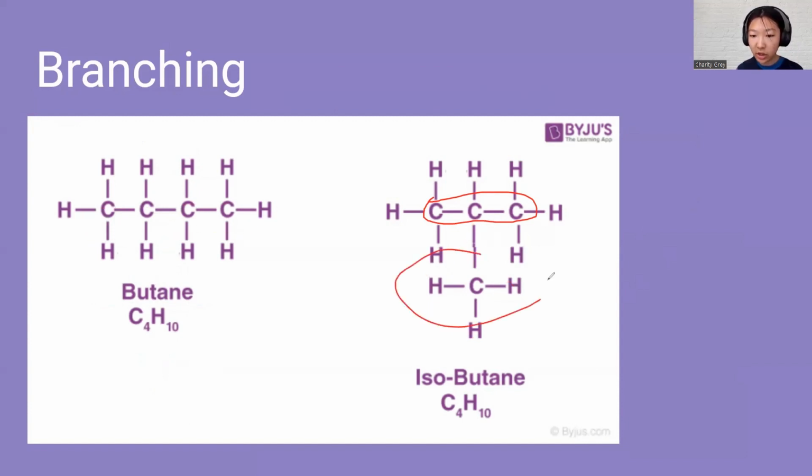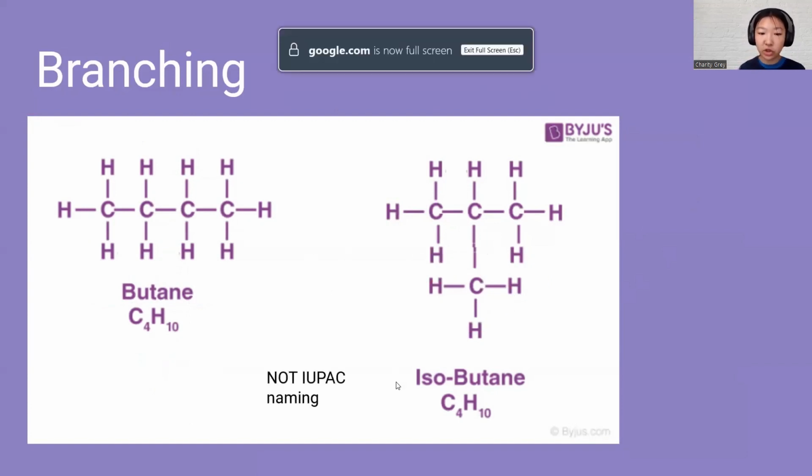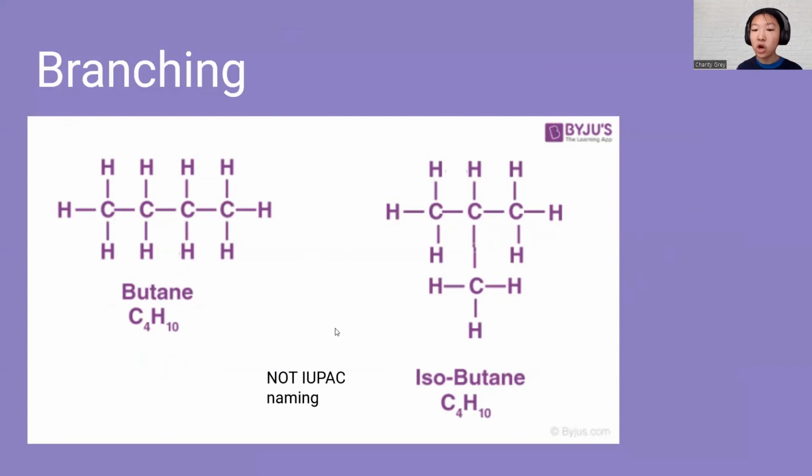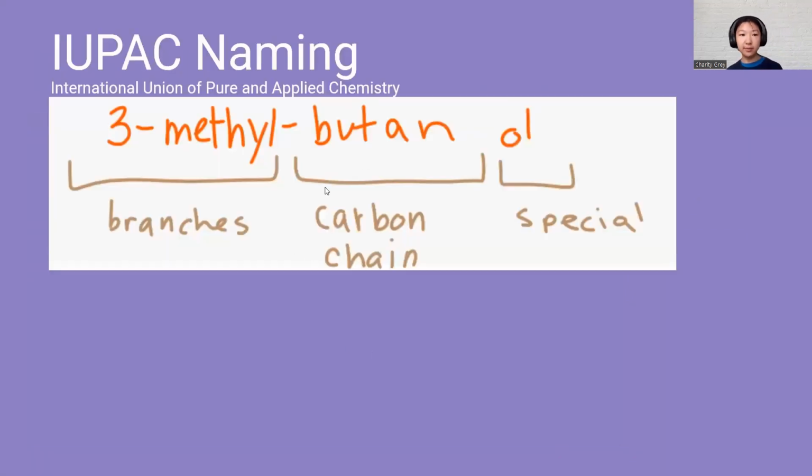We have this new molecule, isobutane. In isobutane, we have this thing that pokes out, and that is a branch, right? We're going to talk about branches. So isobutane is not the IUPAC name. We're going to name this molecule in IUPAC, because this is butane, everyone knows this is butane, but this is something else. So we're going to look at this. We are going to learn about IUPAC naming.